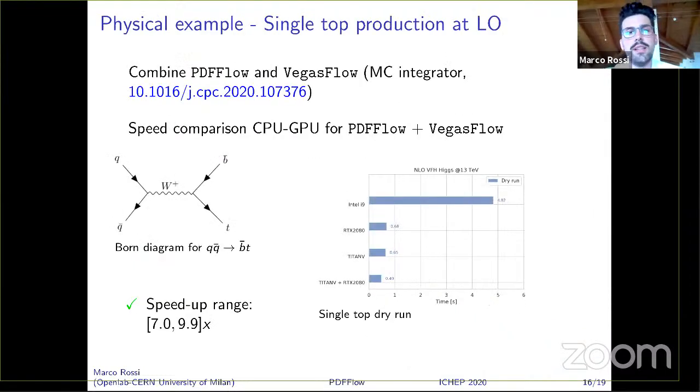We implemented two physical examples in order to show the capabilities of PDFFlow. The first is the single top production at leading order that is presented by this Feynman diagram here, which takes into account the process of q q-bar into b-bar and a top. For this process, we combined PDFFlow, the accessing tool for PDFs, with VegasFlow, which is a Monte Carlo integrator that has been presented yesterday by my colleague, and it relies on the same philosophy of PDFFlow, so massive parallelization and leveraging the TensorFlow capabilities.